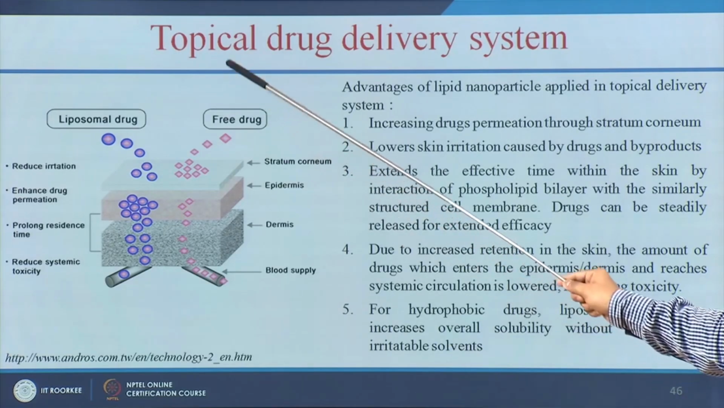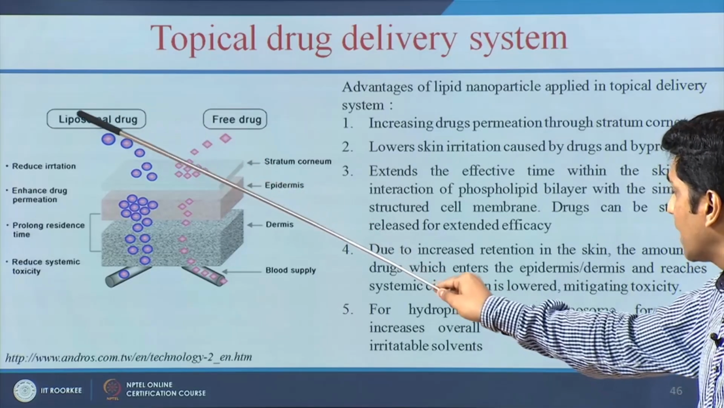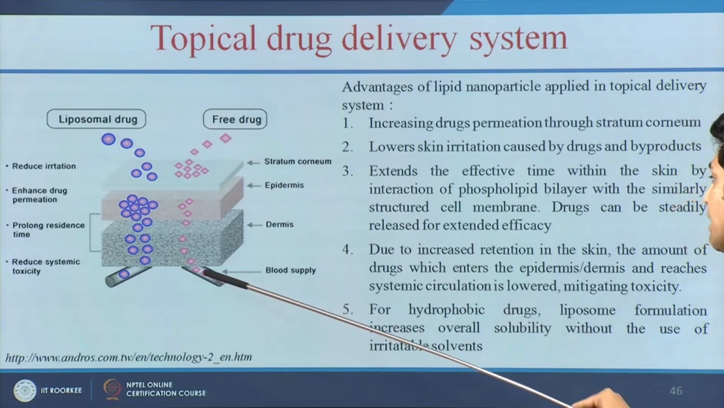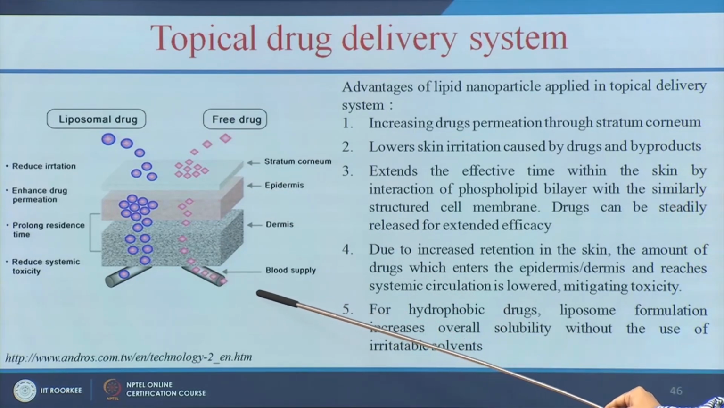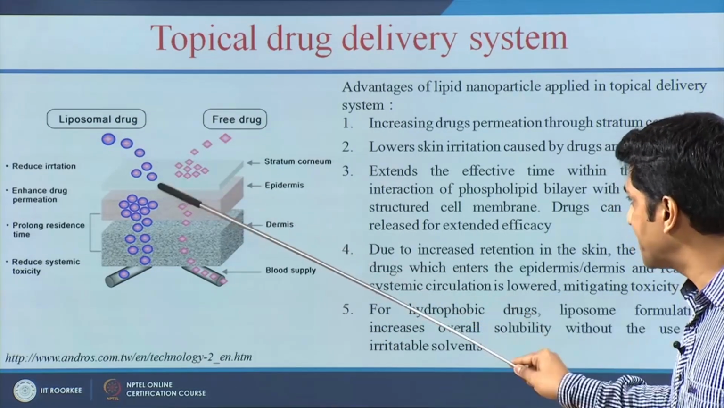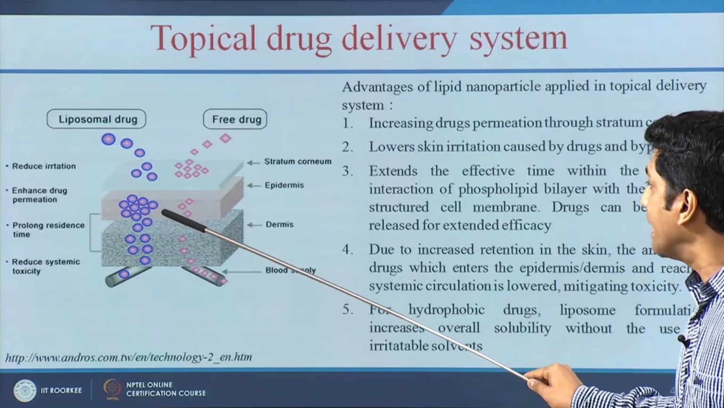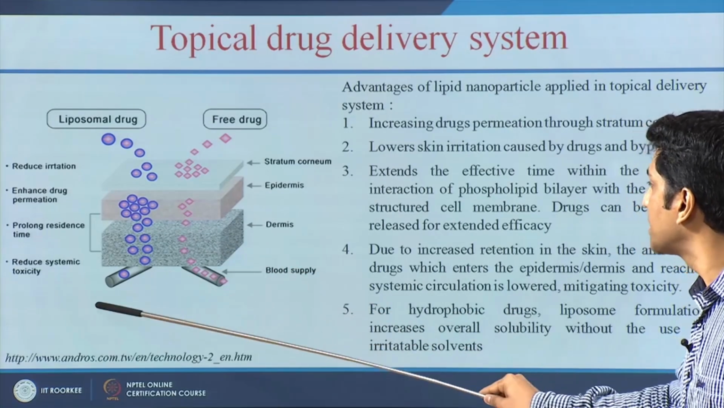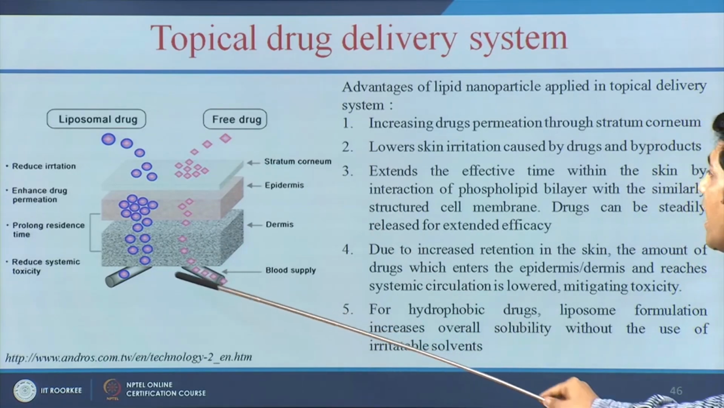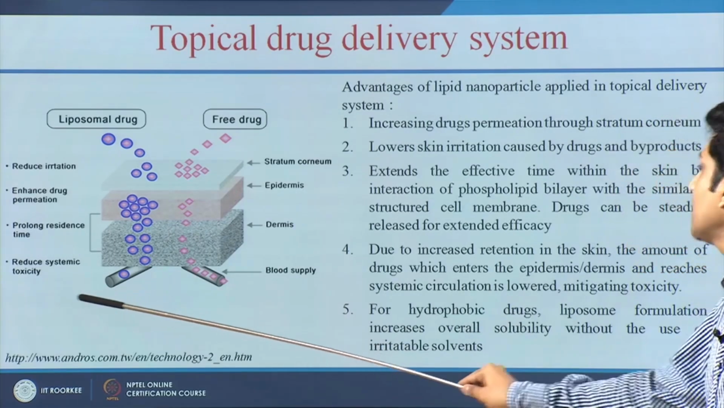So, the next application is topical drug delivery system. So, here you can see the difference between the free drug as well as liposomal drug. The free drug is entering through the skin and reaching the blood supply, which will induce systemic toxicity. In case of liposomal drug, it will reduce the irritation and enhance the drug permeation, and also show prolonged residence time and reduce the systemic toxicity. So, you can see with the free drug, a greater amount of drug molecules is going into the blood, and here with liposomal based drug delivery, it is a controlled and slow release of your drug molecules.